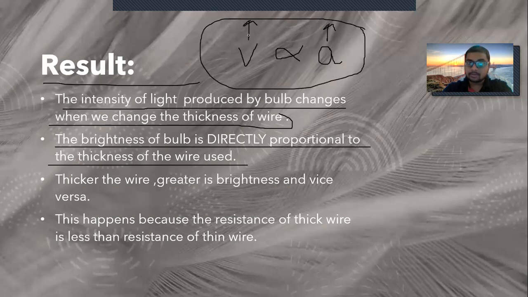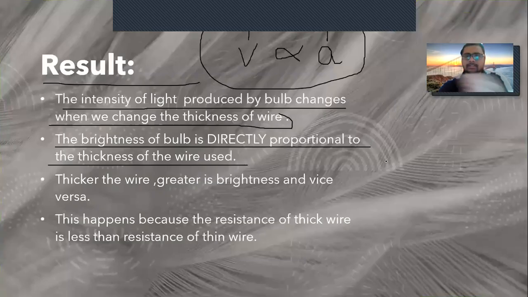When both the values, your speed and acceleration, both increase. Okay, this is called directly proportionality. But when one value increases and one value decreases, that is called an inverse proportionality. There are many examples of it. Like I mentioned right now, resistance and current.